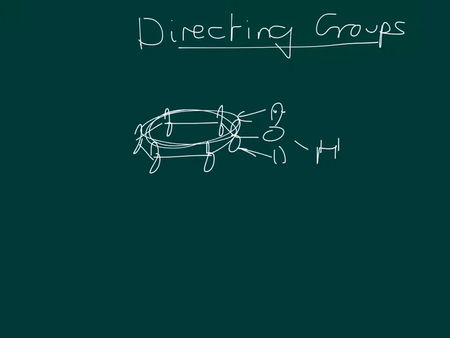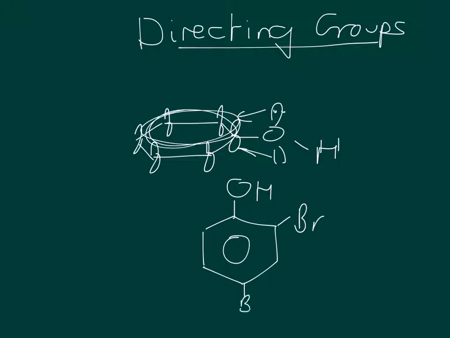However, when we reacted phenol with bromine, we noticed that the bromine adds in the 2, 4, and 6 positions. So here's phenol, and when I reacted it with bromine, we formed 2,4,6-tribromophenol. So why did the bromine add in those positions? Why didn't it add in this carbon and this carbon? And we're going to use this idea of resonance to try and explain that.